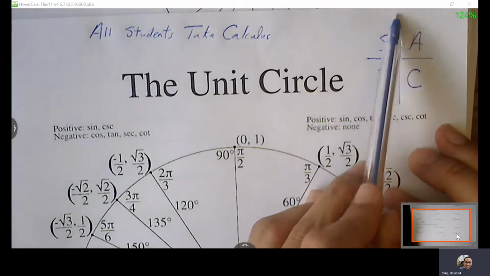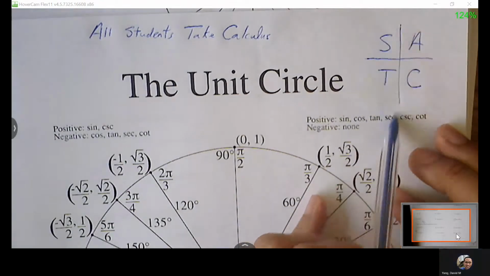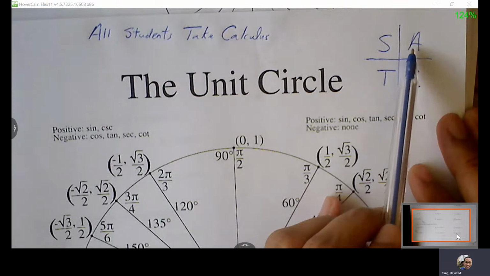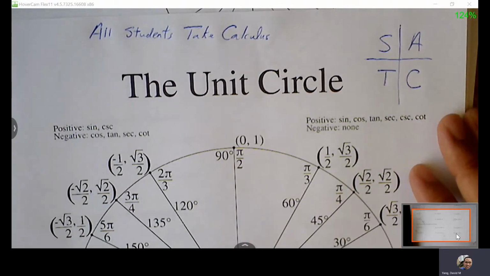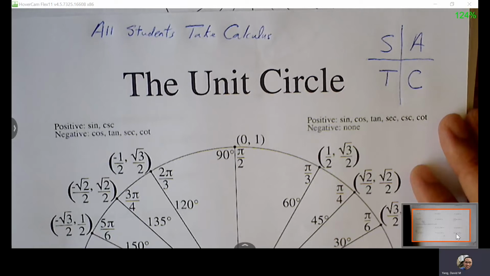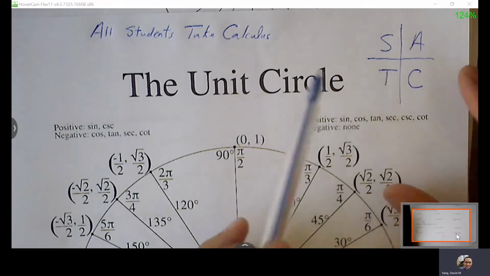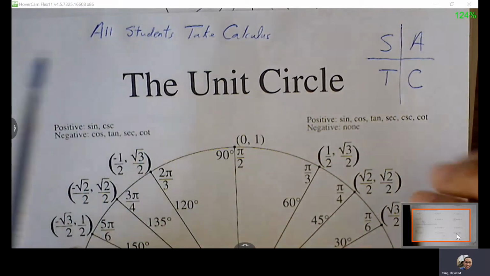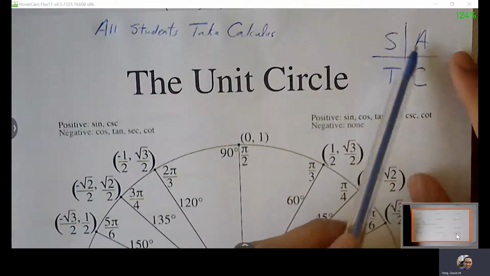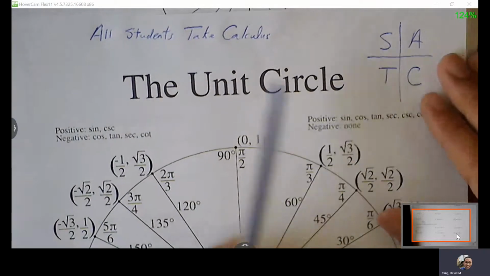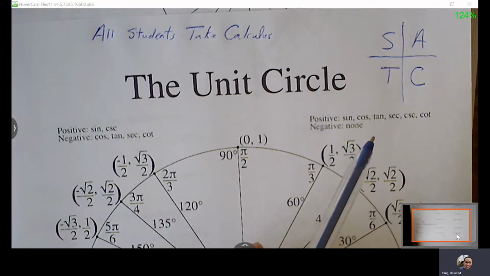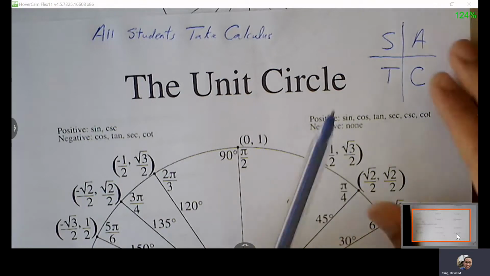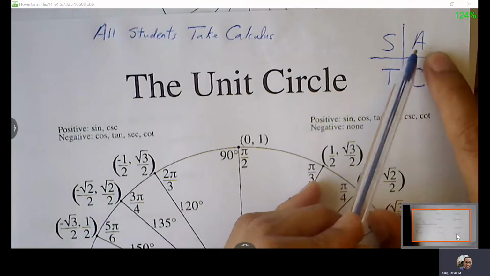So if you can create this little quadrant here and then label it ASTC. So your unit circle completion from yesterday, ASTC. Okay, this is an imperfect acronym here, but all students take calculus. Okay, ASTC. What this allows us to do is quickly identify the signs for all the trig functions. Basically, this A is all.